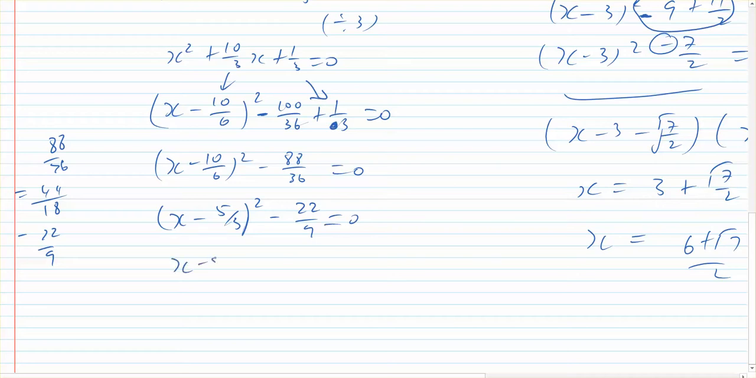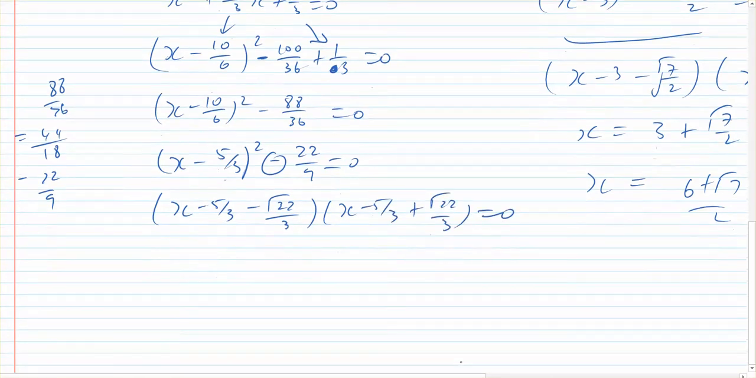I go x plus 5 over 3 using dots. There's a minus there, so it works. Minus root 22 over the square root of 9, which is 3. So x minus 5 over 3 plus root 22 over 3 equals 0. Now I factorize this with the double factor law, so that equals 0 and that equals 0.